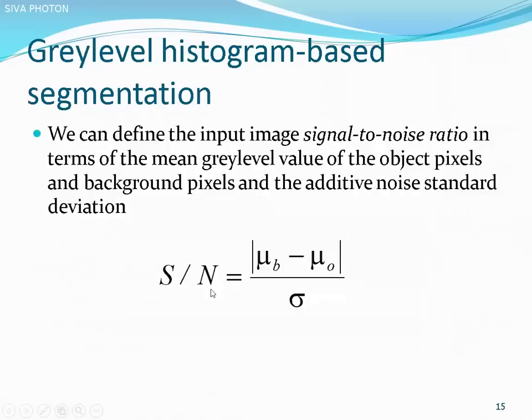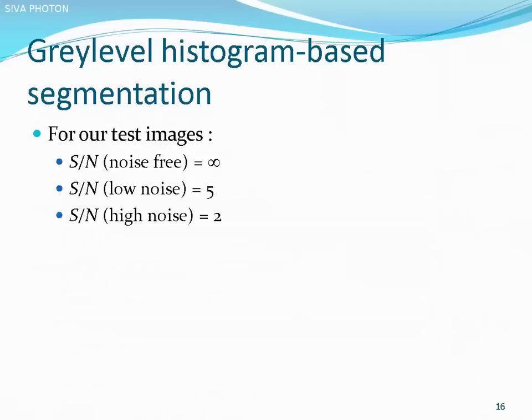Okay, so to analyze the property of that output image, you need to find the signal to noise ratio, which is denoted as SNR. S/N equals (mu_B minus mu_O) divided by sigma. So for our images, the noise free will be infinity, the low noise will be 5, and high noise means 2.